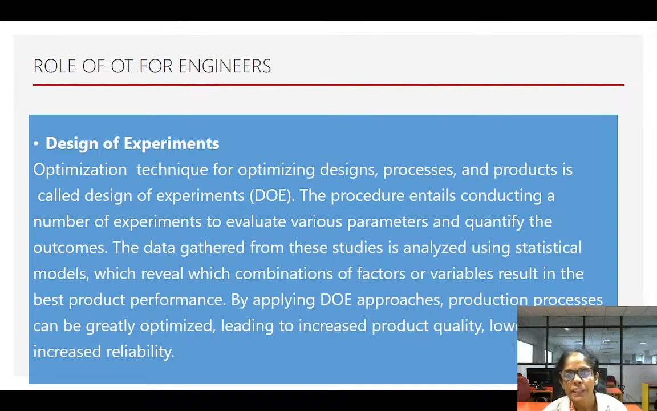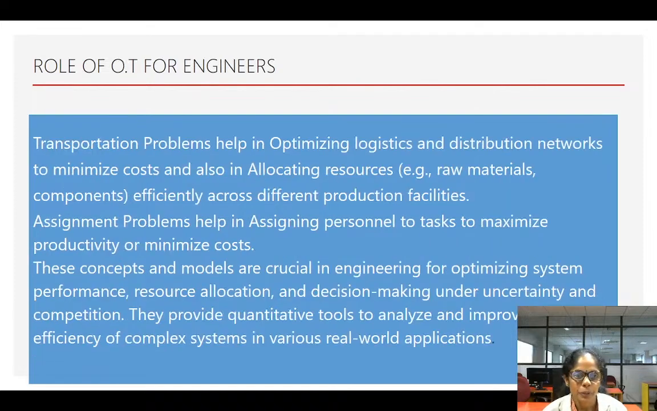The procedure entails conducting a number of experiments to evaluate various parameters and quantify the outcomes. The data gathered from these studies is analyzed using statistical models which reveal which combinations of factors or variables result in the best product performance. By applying DOE approaches, the production process can be greatly optimized, leading to increased product quality, lower costs and increased reliability.